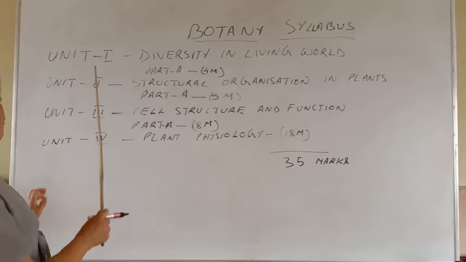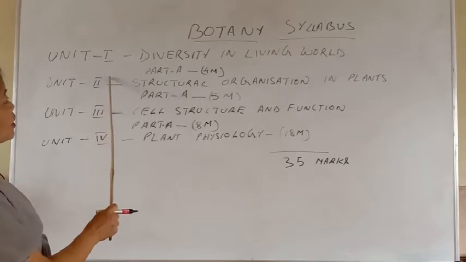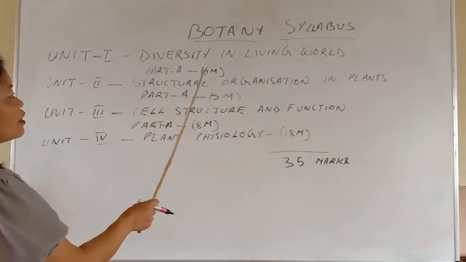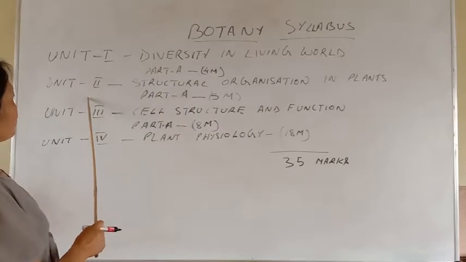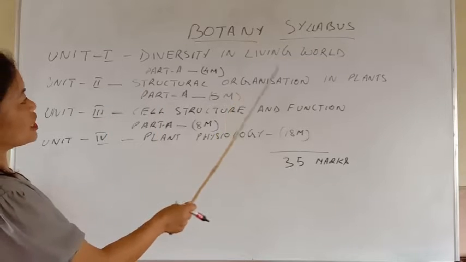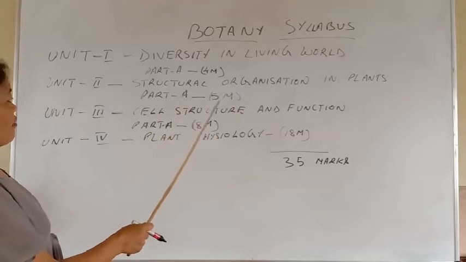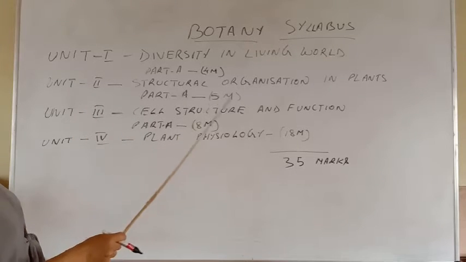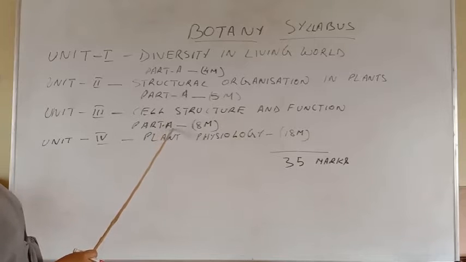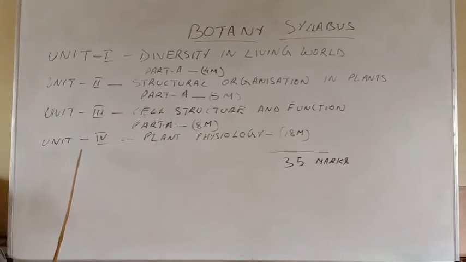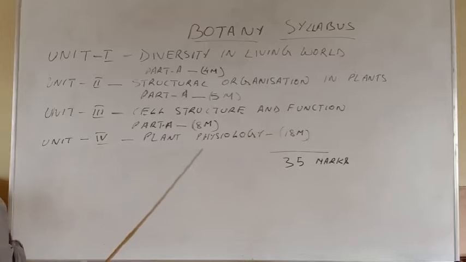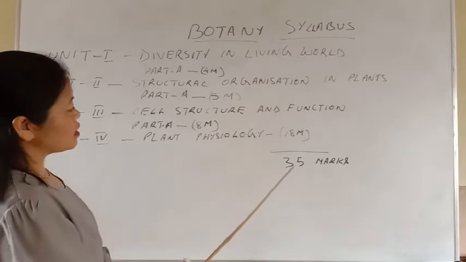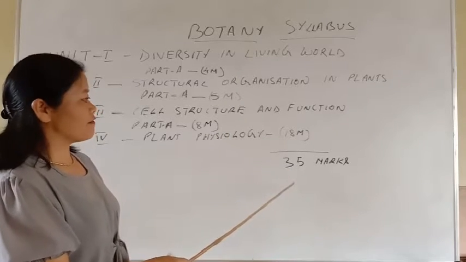We have 4 units. In unit 1, it's all about diversity in the living world. Part A, the total marks is 4. Then we have unit 2, structural organization in plants, part A, 5 marks. Then we have unit 3, that is cell structure and function, part A, 8 marks. And the last unit, unit 4, plant physiology, carries 18 marks. So here you will see that the total marks it carries are 35.